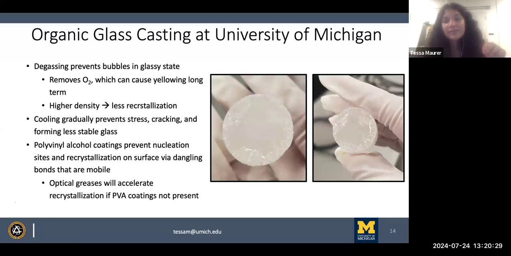This is because the surface itself has a lot of dangling bonds that are mobile. So if we put on even a nanometer thick layer of polyvinyl alcohol, it'll prevent a lot of those nucleation sites from growing and taking over the whole surface. This is particularly important because we use optical greases all the time in detection, and if they don't have the PVA coatings, this will only accelerate the recrystallization process.